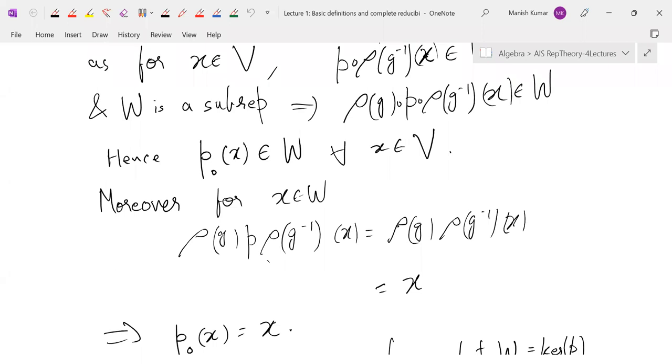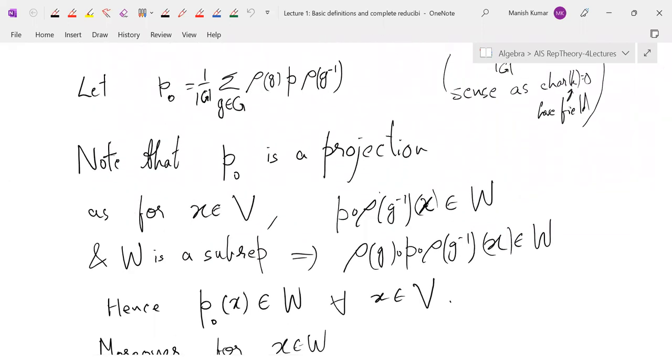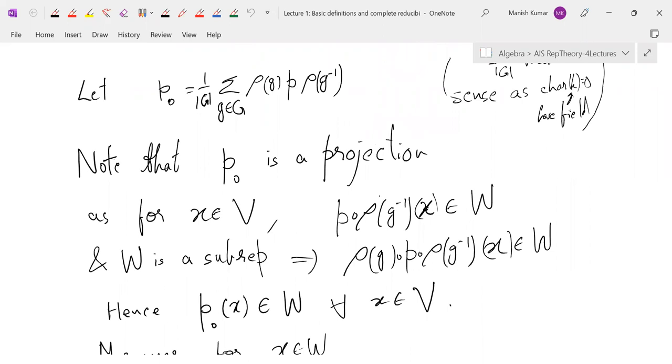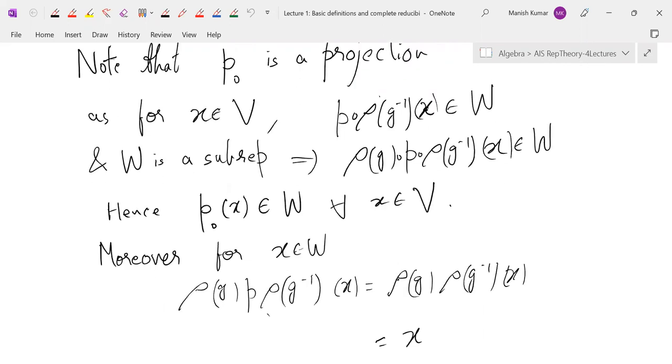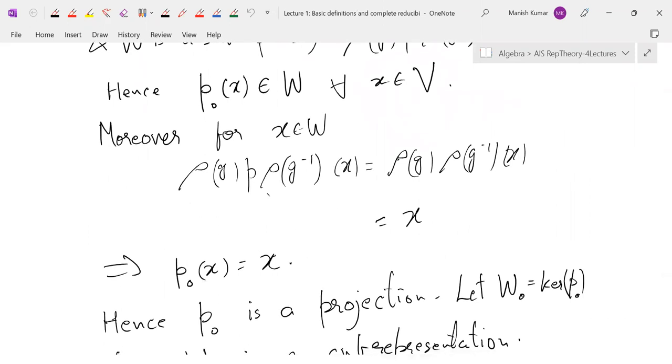Yeah, so this term in the sum sends x to x. And so if you sum it g times, then it will send x to size of g times x. And since we are dividing by order of g, it will send it again to x. So that tells you that p0 of x is x if x is in W. So p0 is indeed a projection.